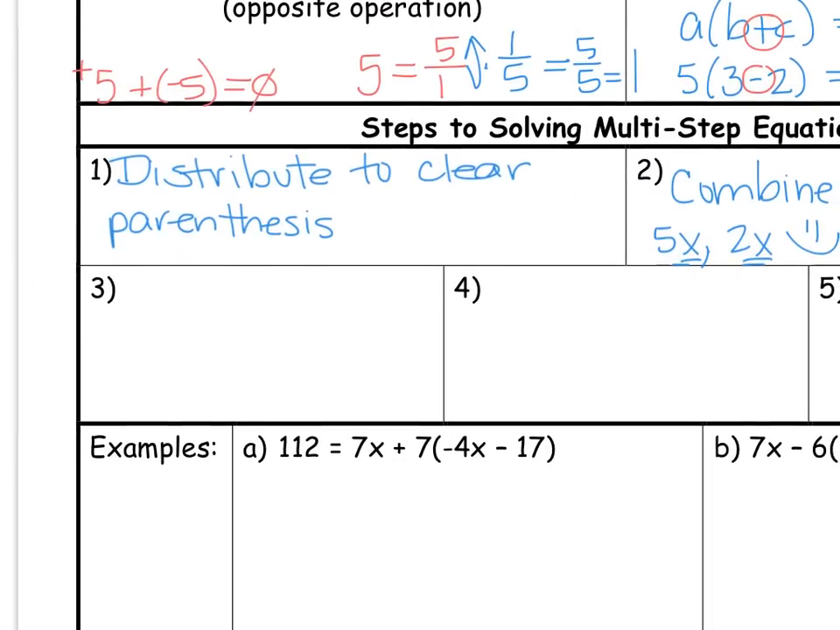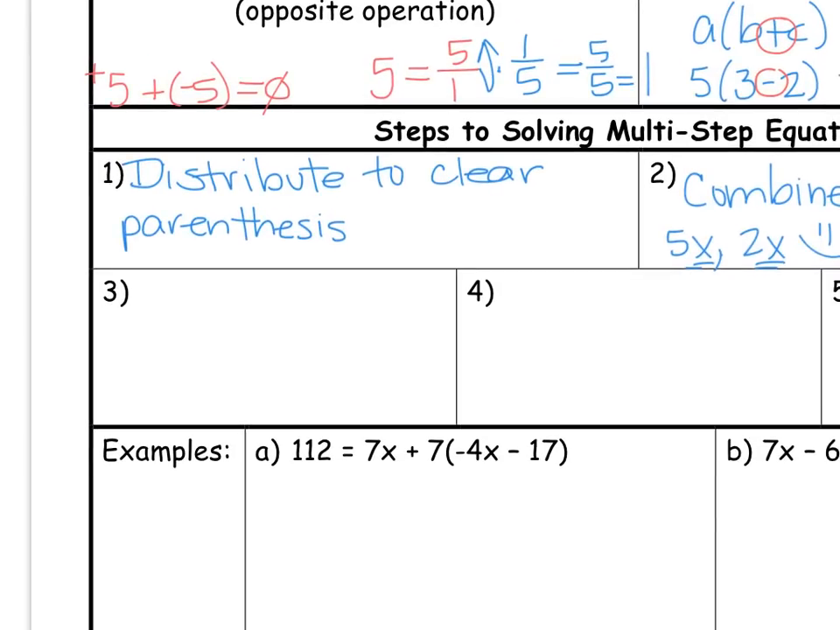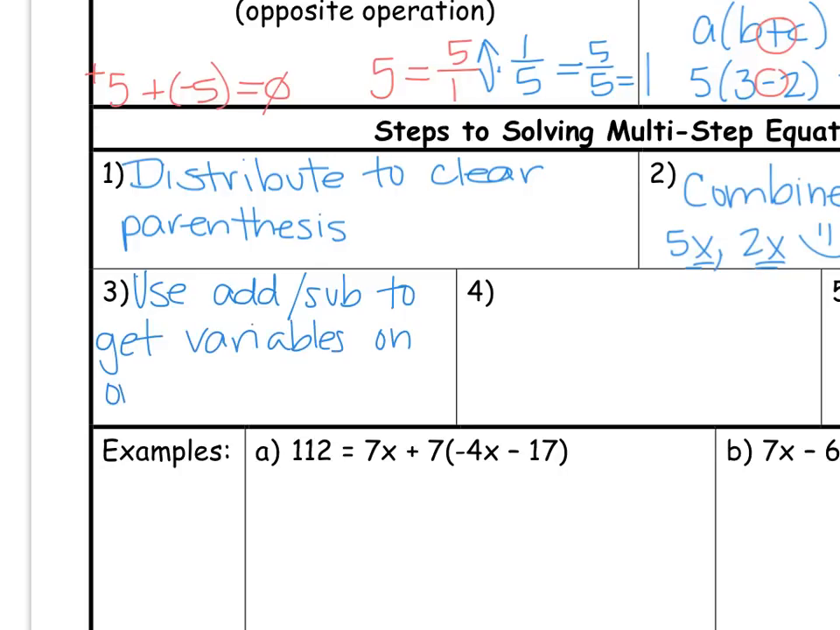Number 3, after we combine like terms, we're going to use addition or subtraction to get the variables on one side of the equation. If we're solving an equation, if it's just an expression, then we just have to combine like terms.